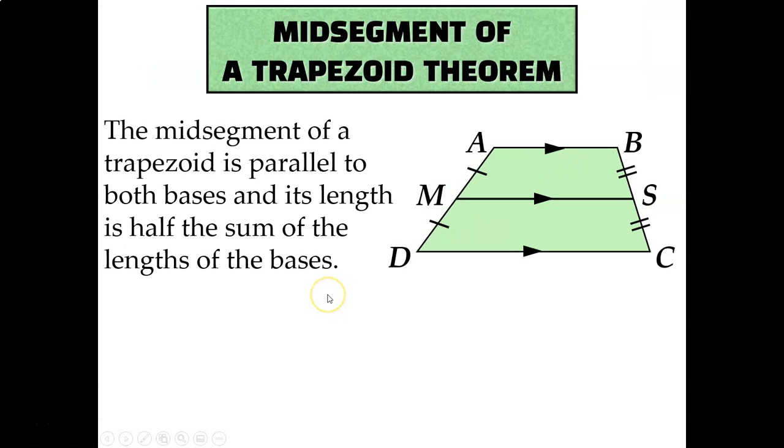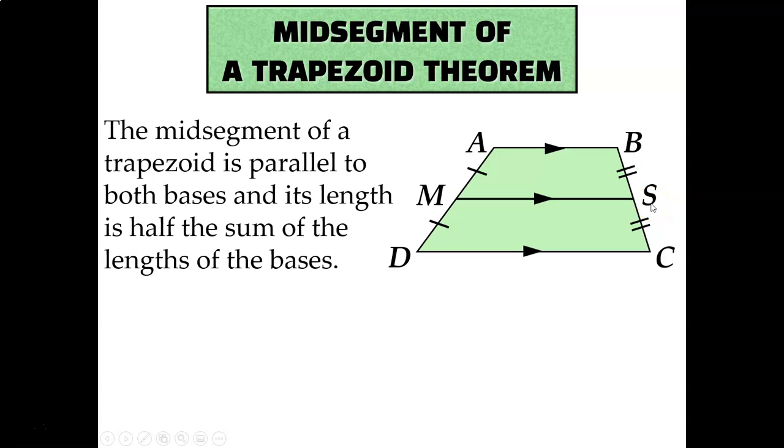But what is true for all trapezoids is midsegments. You probably remember the word midsegment from earlier this year as well. A midsegment is a segment that connects the midpoints of sides of a shape. So for example, M is the midpoint of side AD because DM and AM are congruent, and S is the midpoint of BC because BS and CS are congruent. MS is the segment that connects those two midpoints, so it's called a midsegment.